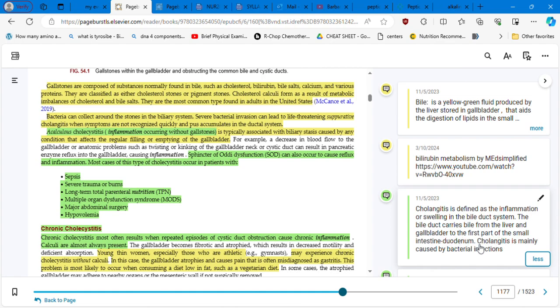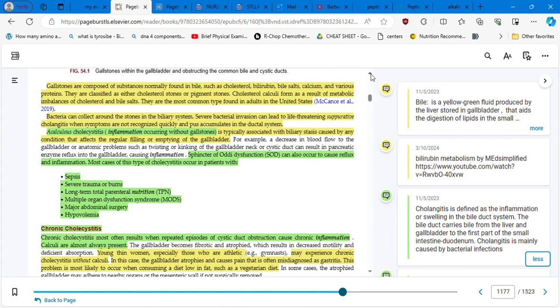You see, it's repetition, repetition. With more participants, I keep repeating and I keep reinforcing your knowledge. So we have the liver, we have the gallbladder, and we have cholangitis, which is defined as the inflammation or swelling of the bile duct system, okay? And this is mainly caused by bacterial infection.